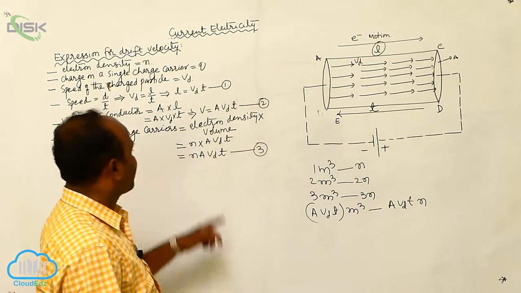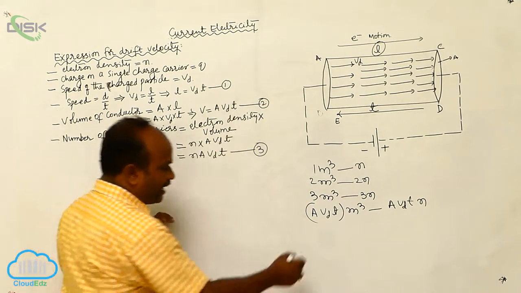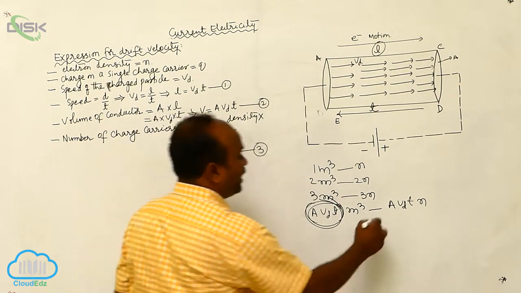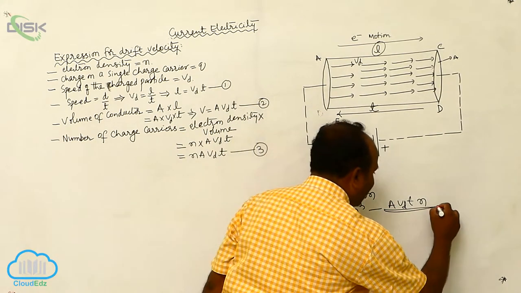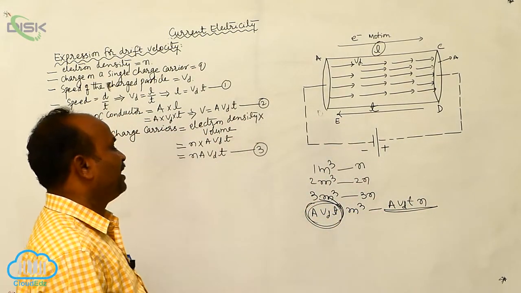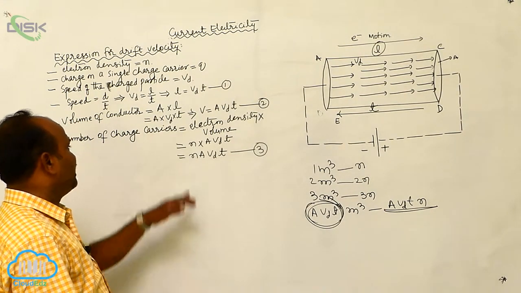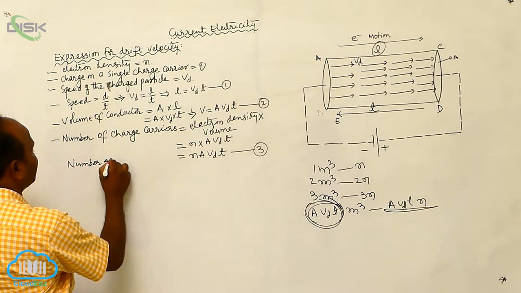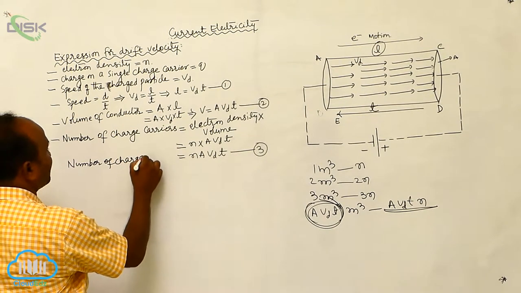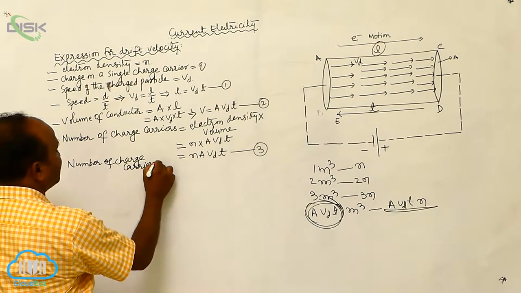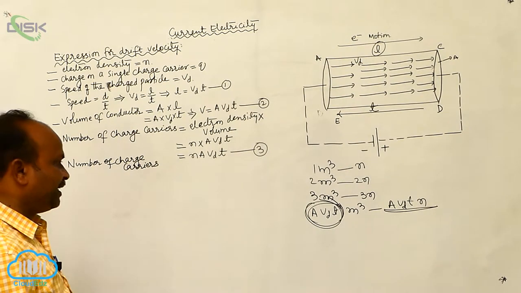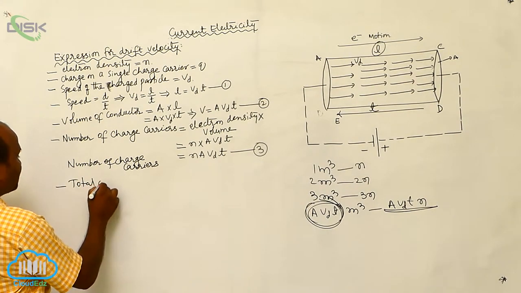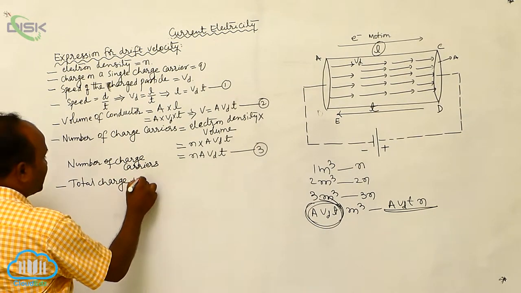What is the volume here? A VD T. For A VD T meter cube volume, how many charge carriers? That equals A VD T N. Therefore, the number of charge carriers is equal to N A VD T. Next, now, the total charge in a conductor.